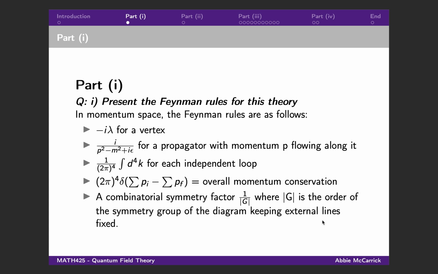In momentum space, the Feynman rules are as follows: minus i lambda for a vertex, i over p squared minus m squared plus i epsilon for a propagator with momentum p flowing along it, 1 over 2 pi to the power 4 integral d4k for each independent loop, and 2 pi to the power 4 delta function of the initial momentum minus the final momentum for overall momentum conservation. There is also a combinatorial symmetry factor 1 over modulus g, where modulus g is the order of the symmetry group of the diagram keeping external lines fixed.